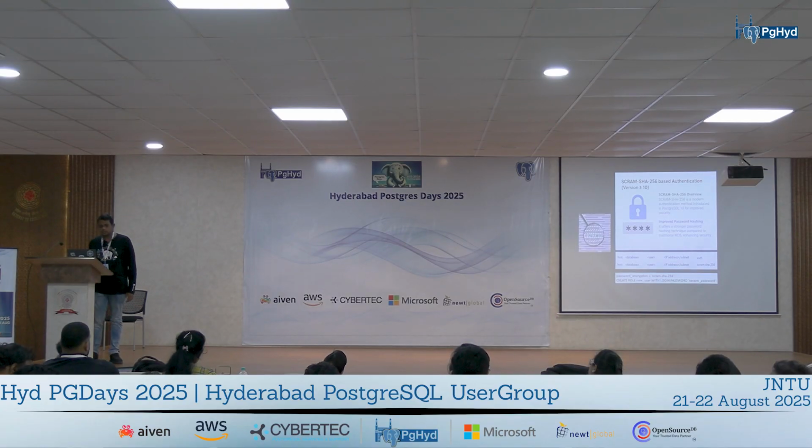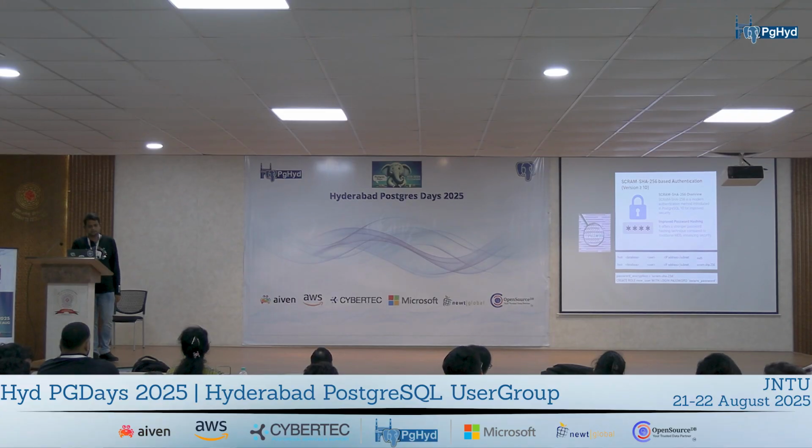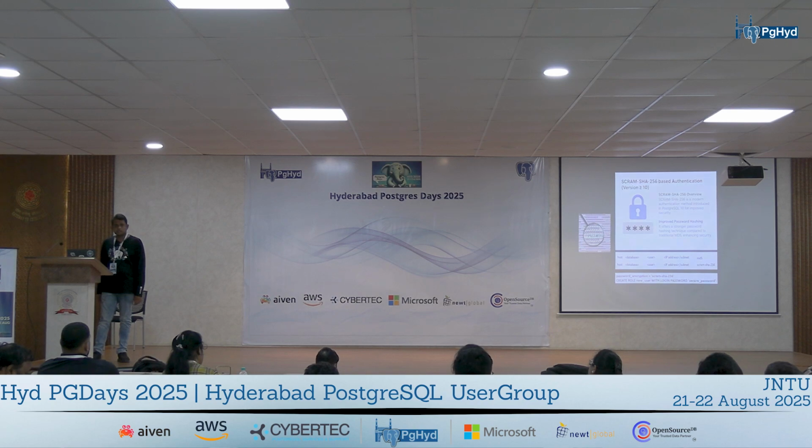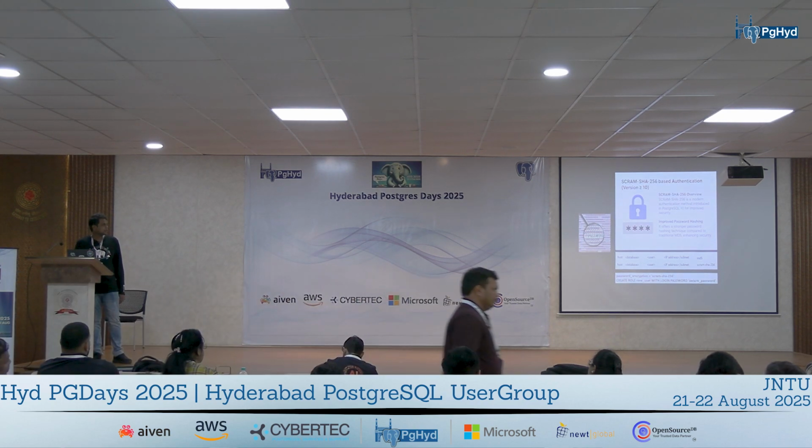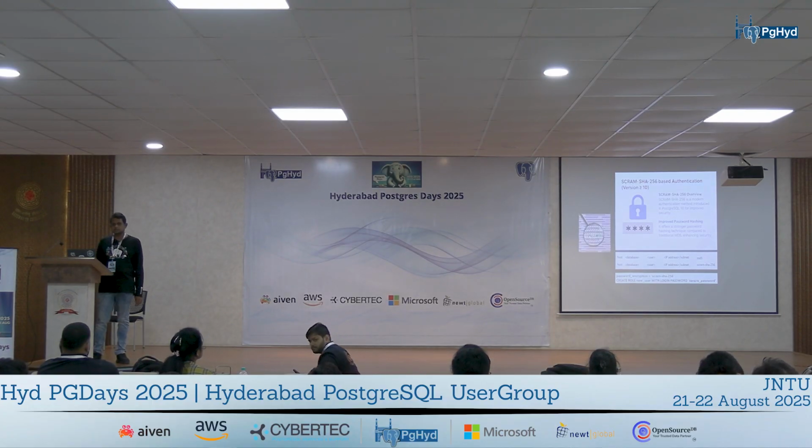I have mentioned the pg_hba.conf file here. Pretty much basic. For MD5 you need to mention md5, and for SCRAM you need to mention this. If you want to change the password encryption from MD5 to SCRAM SHA-256, you need to set that parameter and then create the role. From that point onwards, all new passwords get created with the SHA-256 algorithm.